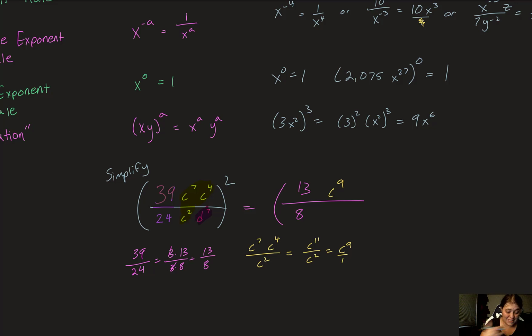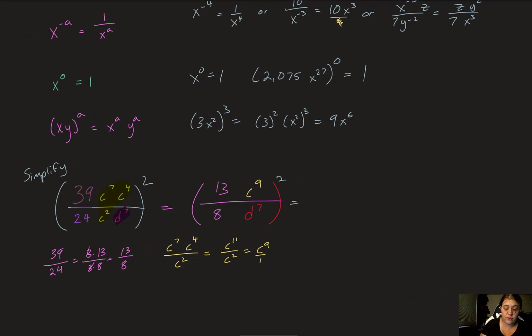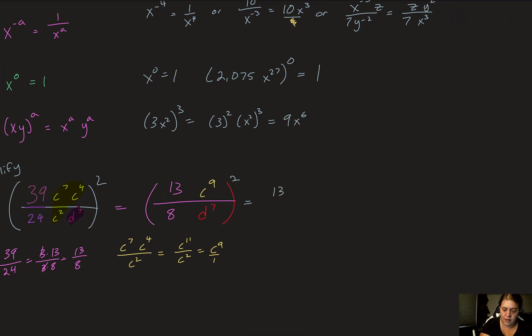And then last but not least, D, here's my last guy. And fun fact, there's no other D's. So he just gets to stay exactly where he is. But why are there still parentheses? Because there was this little squared guy out here, which means all 4 of those things inside need to get squared. 13 squared, c to the 9 squared over 8 squared, d to the 7 squared. Everything inside the parentheses gets squared.